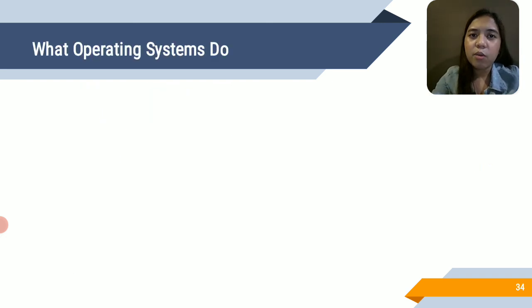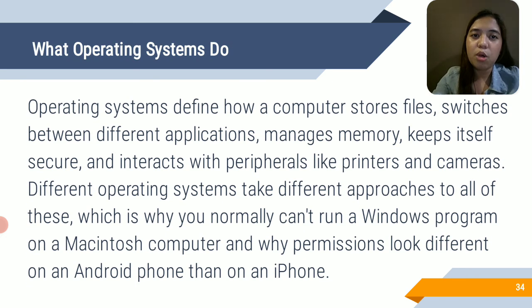And here, what does the operating system do? The operating system defines how a computer stores files. As you can see here, there are different parameters for what an operating system does. You can read that on your own with your copy of the info sheets.